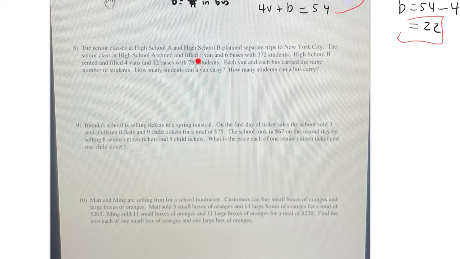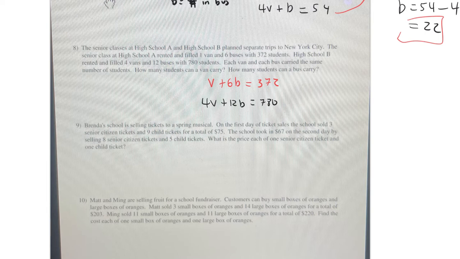It's going to be V plus 6B equals 372. That's one of the equations. The other equation is 4V plus 12B equals 780. And then basically just do the same thing. Although I will say, let's talk about it. Whatever, I'm being lazy. We're going to talk about this. So, first equation is that. Second equation is this. All right.